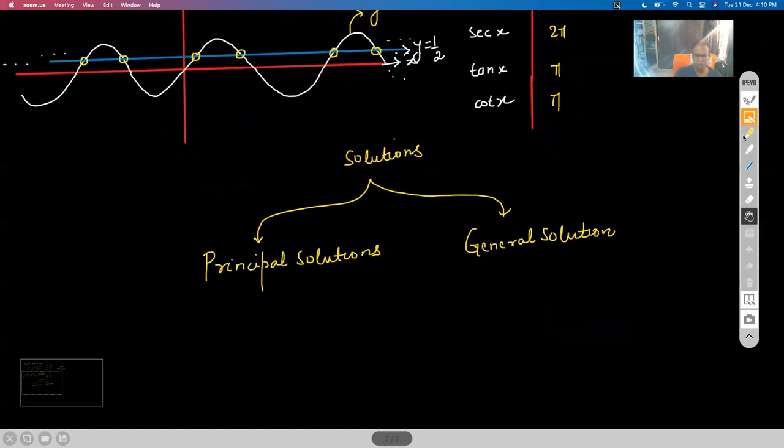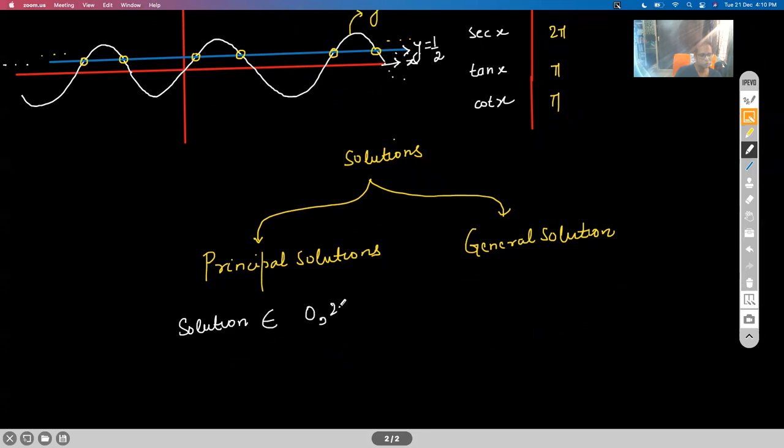Okay, what are principal solutions? All solutions that belong to the 0 to 2 pi interval, including 0 but excluding 2 pi. In many books I have seen, they have written it as 0 to 2 pi including 2 pi, but please note that 2 pi will not be included. So all the solutions that belong to this interval will be called the principal solutions.